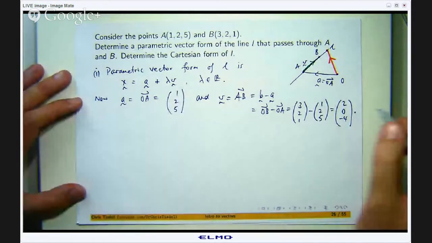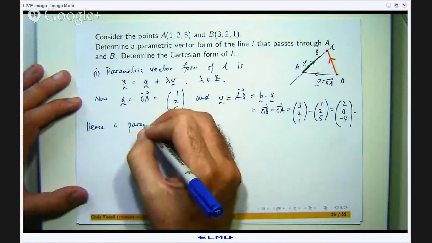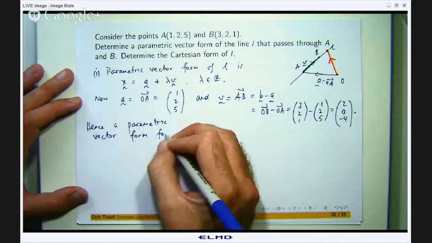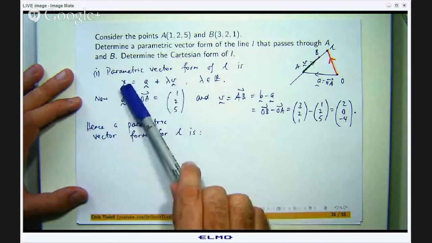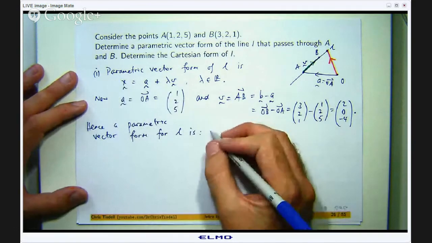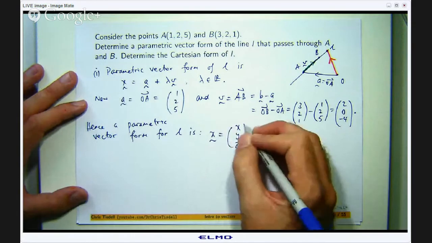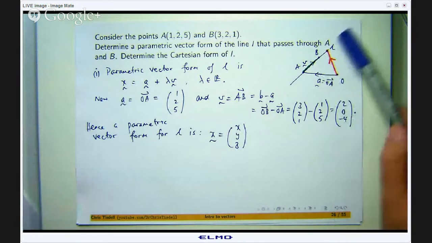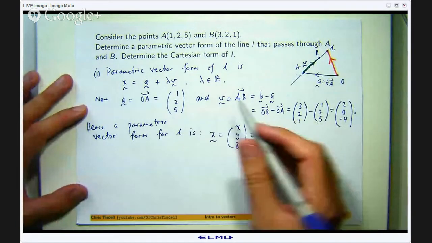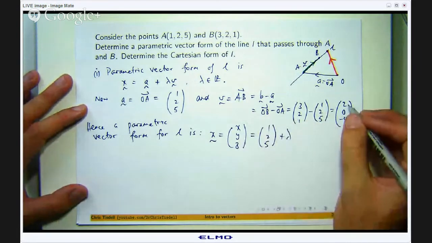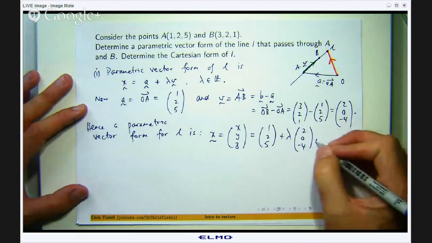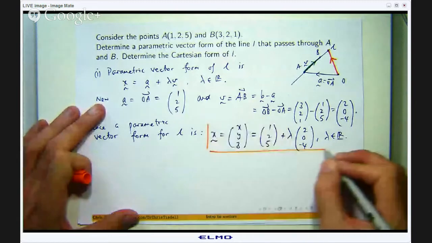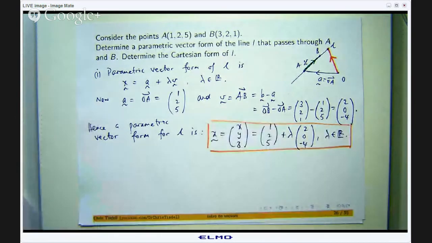Okay, so I've got this part, I've got this part. Let's put them together. Hence a parametric vector form for the line L is, and by boldface X here, I mean the column vector x, y, z, where x, y, z is the coordinate of any point on the line. So A is this, and the v was just the vector AB. All right, so we're pretty happy about that. We've got our parametric vector form for L. So that's the first part of the question.